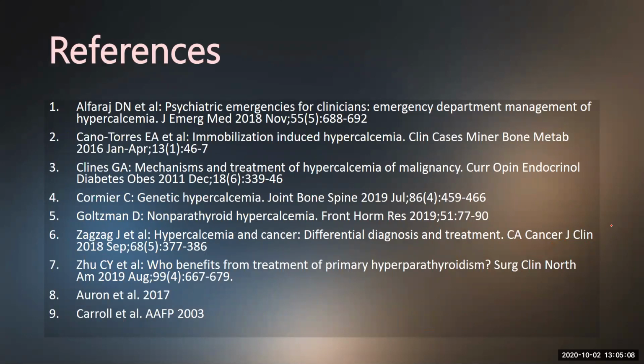And here are my references. Of all the references, honestly, the best one was this AAFP article. It was in 2003, but that's why I used some of the newer articles to just make sure that the information was the same and it didn't change. I didn't thank you, Dylan. I think she was thanking me.